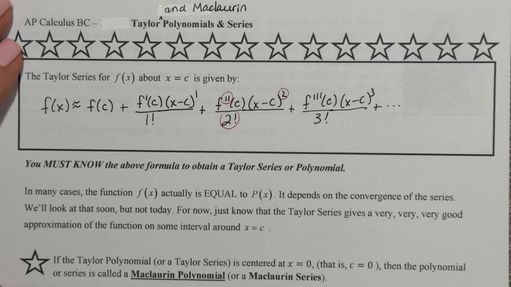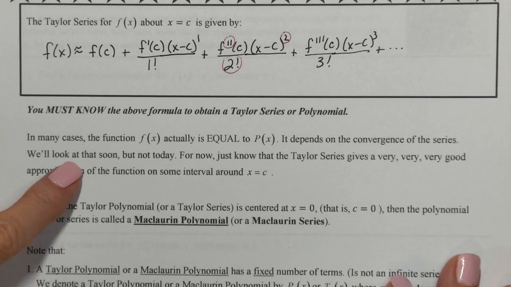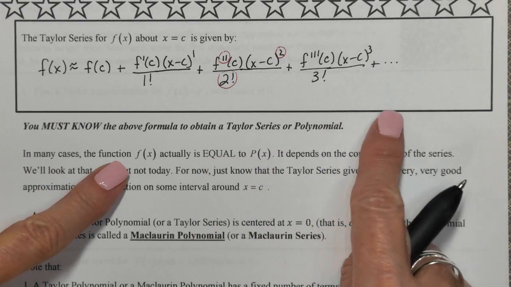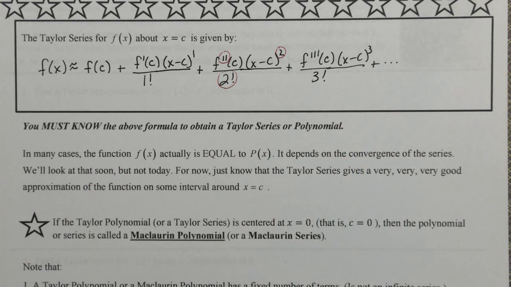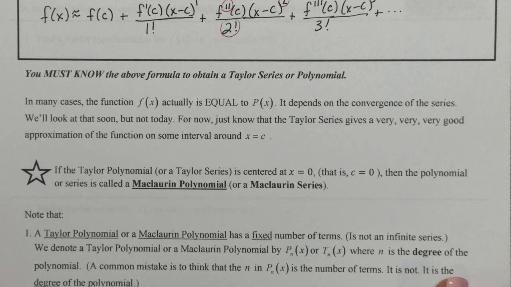Okay? So we have to know that, super important. In many cases, the function is actually equal to the infinite series. We saw how close sine is. As it turns out, sine of x is exactly equal to that infinite series. So if you went on and on forever, those curves would line up exactly. And we'll talk more about where it's the same and where it's not later.